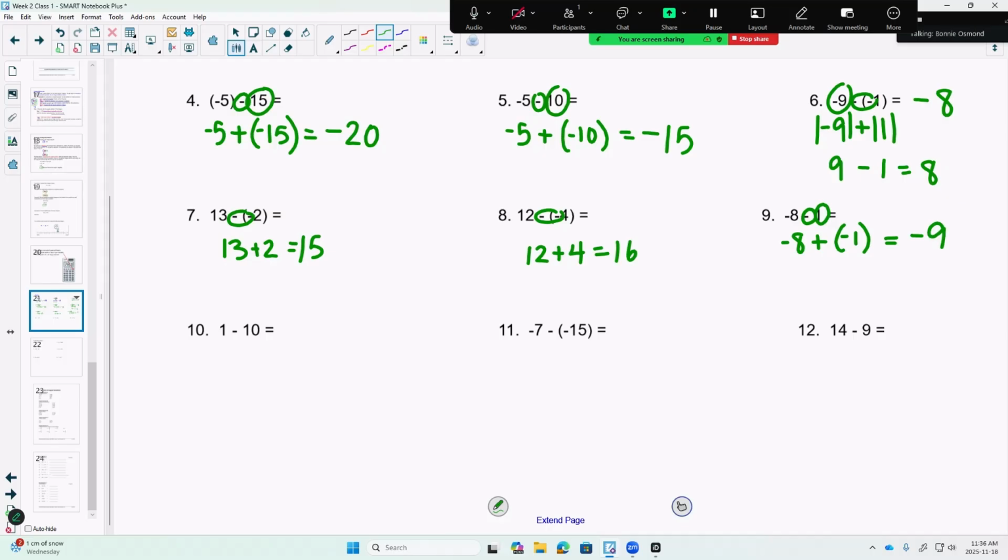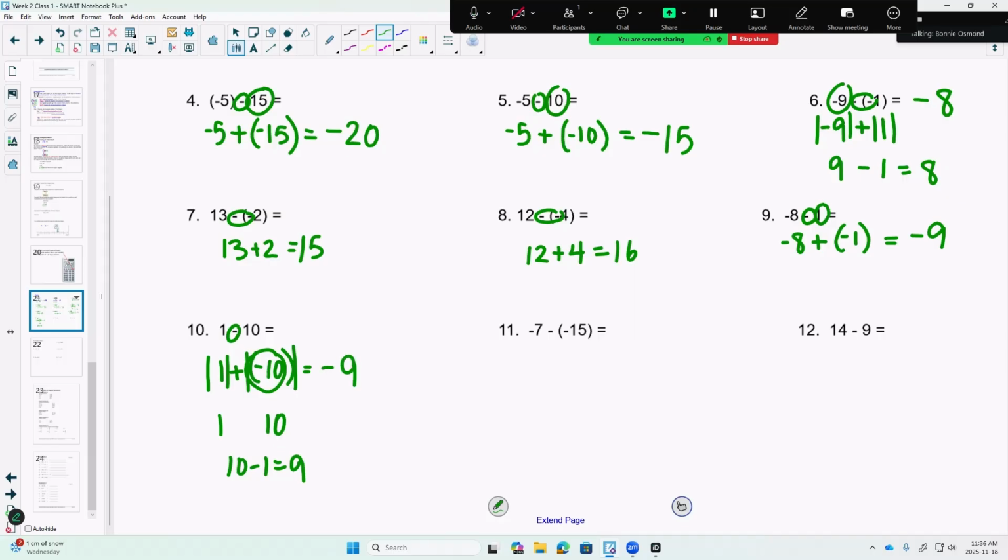Number 10, 1 minus 10. So 1 stays the same. Change my minus to a plus. Change my positive 10 to a negative 10. Now I've got a positive and a negative number that I'm adding. So I need to find the absolute values. Absolute value of 1 is 1. Absolute value of negative 10 is 10. Then I subtract. 10 take away 1 is 9. My 10 is bigger than my 1. My 10 is negative, so my answer is negative 9.